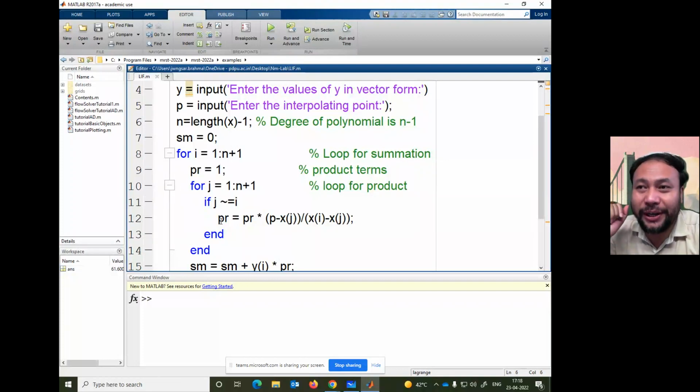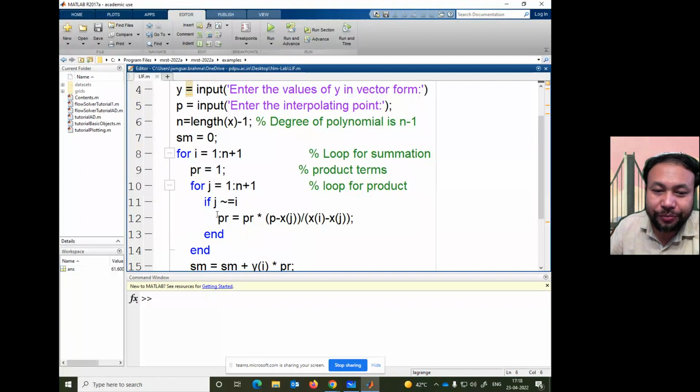I can write Li also here. Li is equal to the product over j of (x minus xj) divided by (xi minus xj). Right? What is P here? It is the point of interpolation. Instead of x, I have written here P.